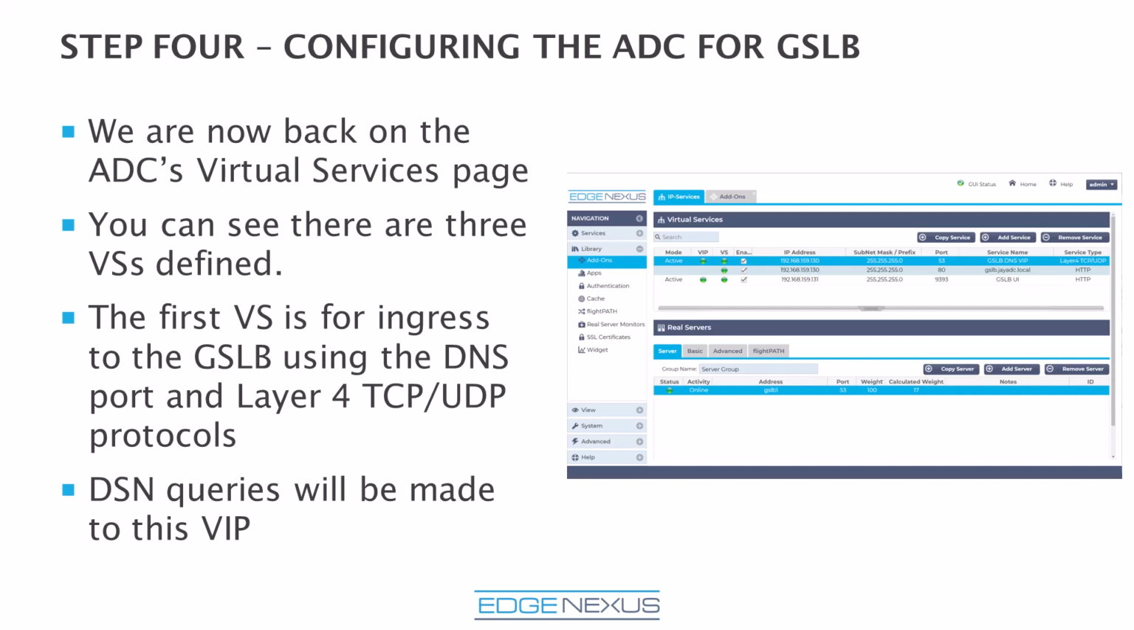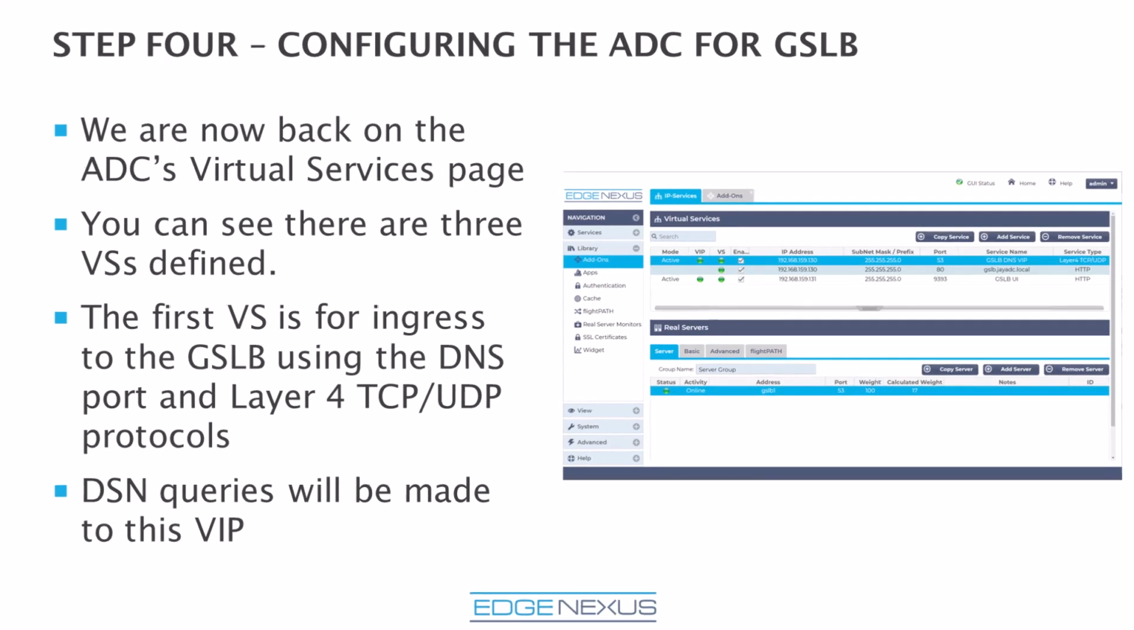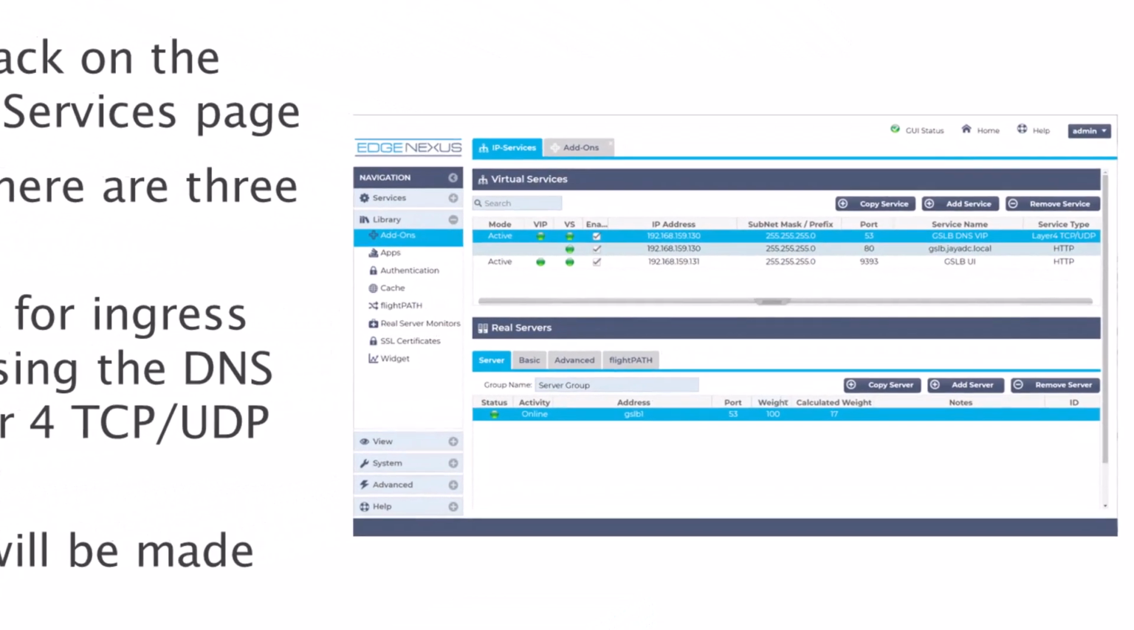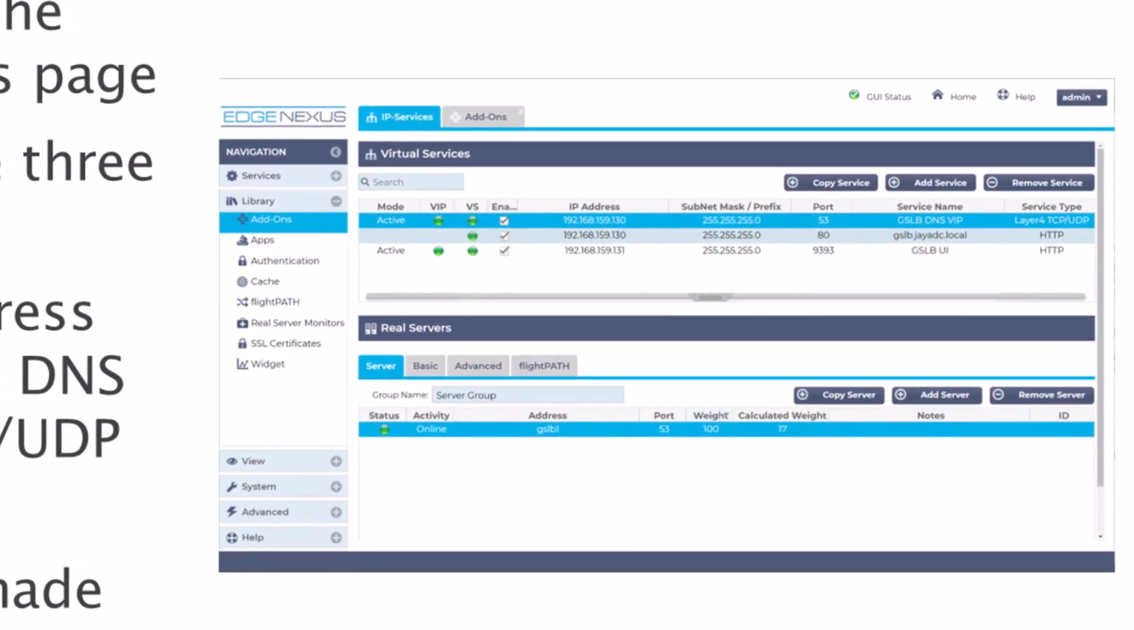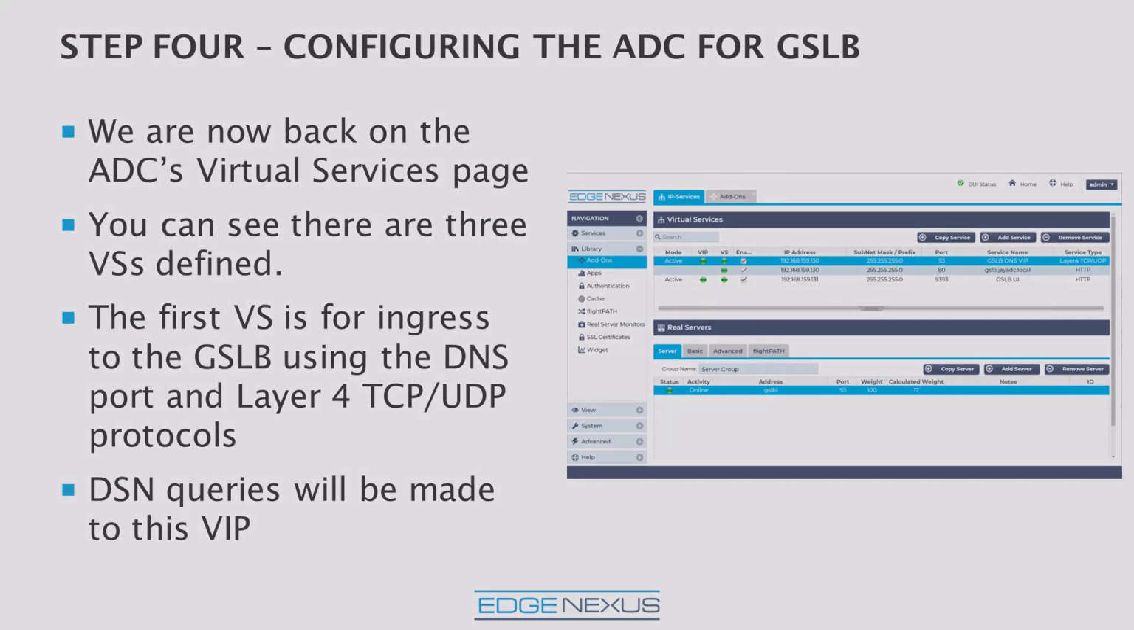We now go back to the ADC's Virtual Services page where we can define the virtual services that are needed. We have pre-configured this for the purposes of this video. As you can see, there are 3 virtual services, 2 of them defined with IP address ending 130, and the third defined with IP address 131. The first one shown is the main virtual service for DNS queries. It has been configured to work on port 53 and uses service type layer 4, TCP/UDP.